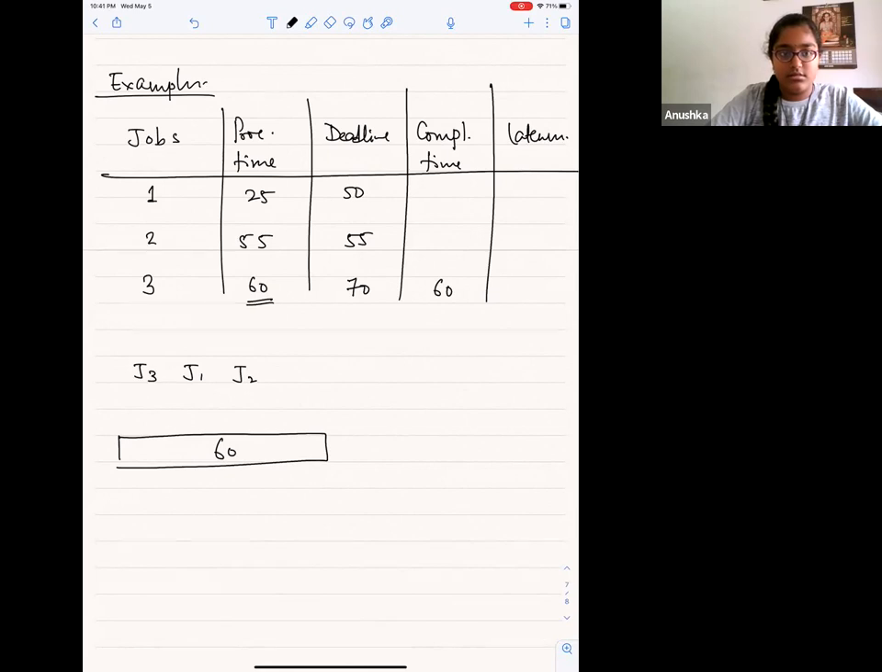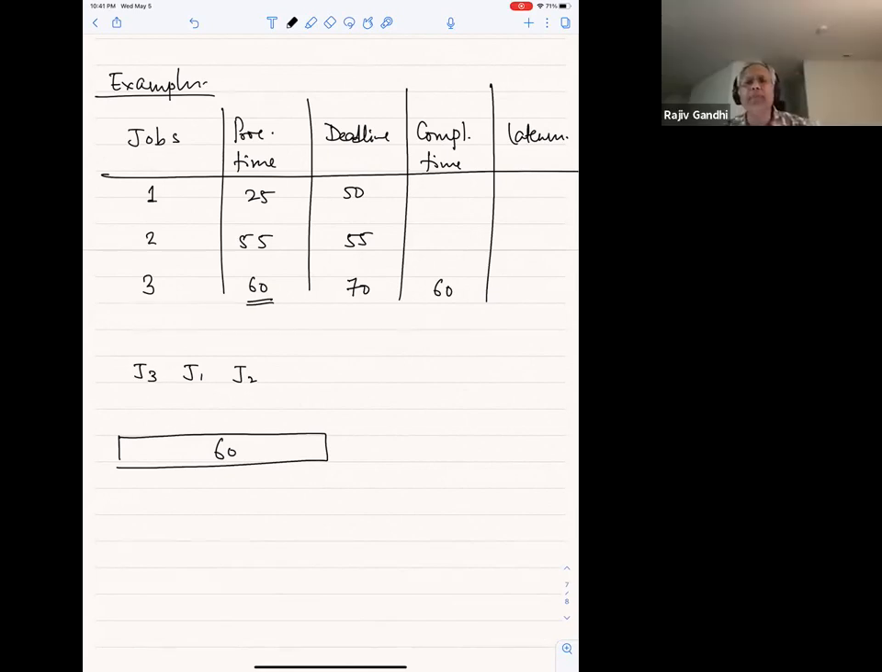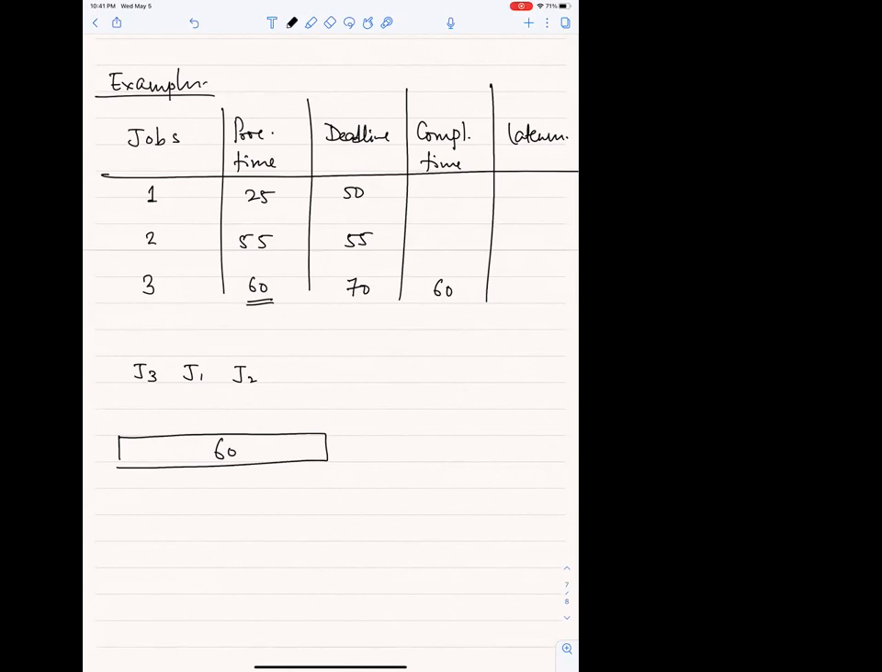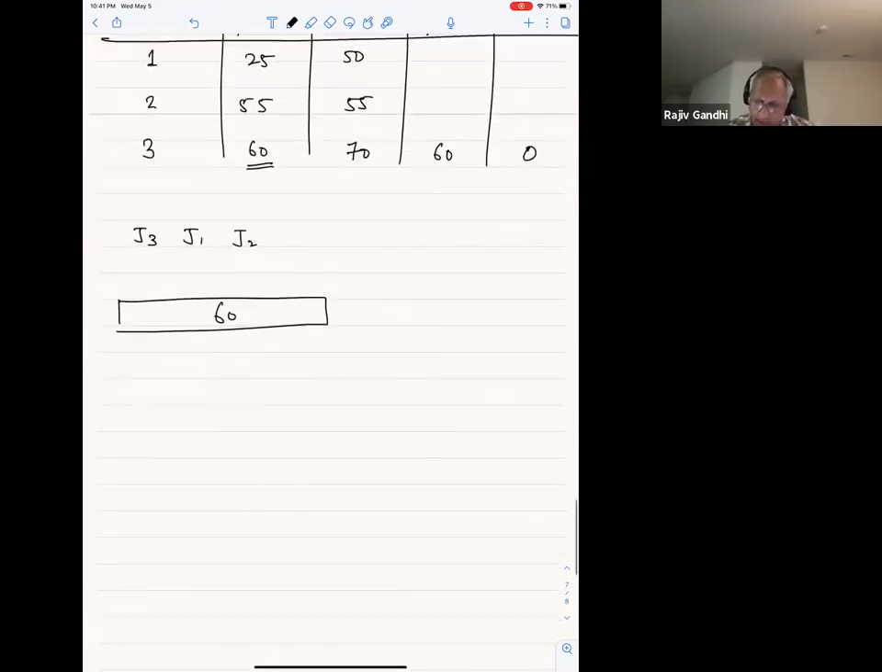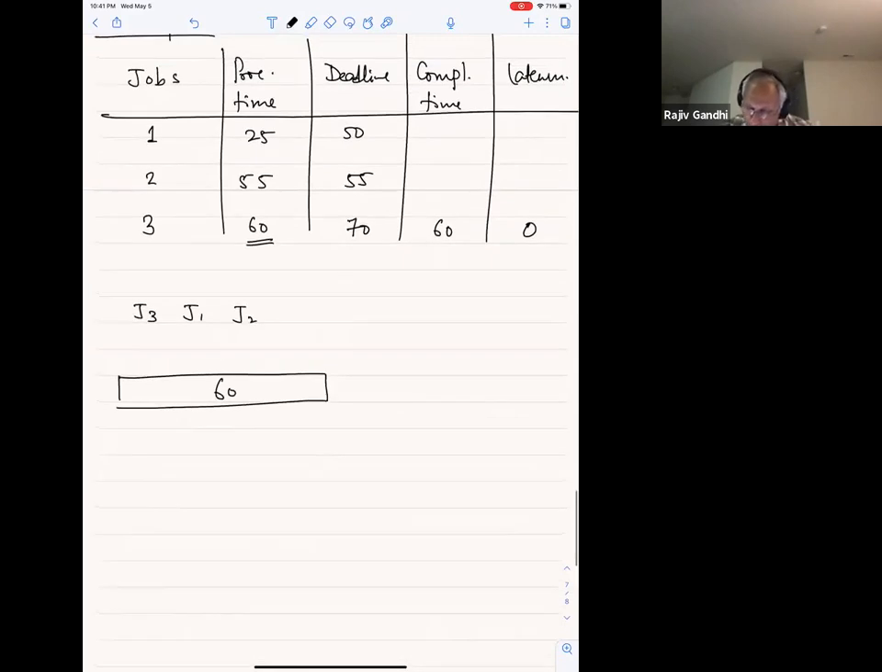Okay. Devansh, what is the lateness of job 3? It doesn't have any lateness. It's completed before its deadline, so 0. Good. Now, what is the completion time of job 1?